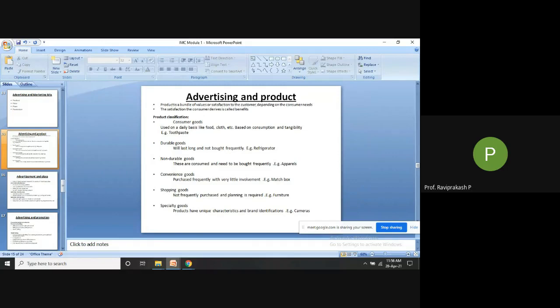Next is non-durable goods. These are consumed and need to be bought frequently, like apparel, your dresses. You are using them regularly and you are buying new dresses at regular periods of time. It's not like you buy today and do not buy for 2 to 3 years. No. For every function you want a new dress. For every festival you want one. So these are frequently bought apparel.